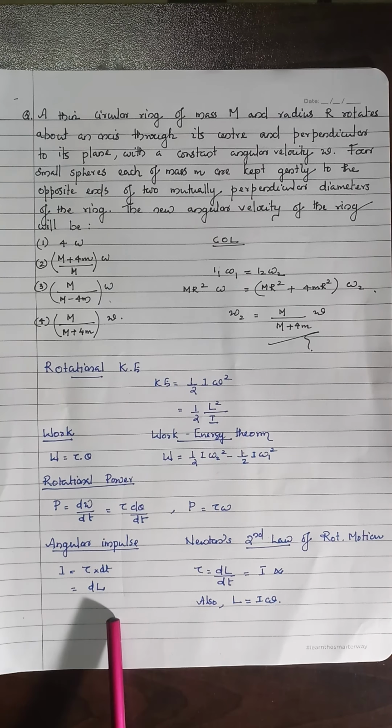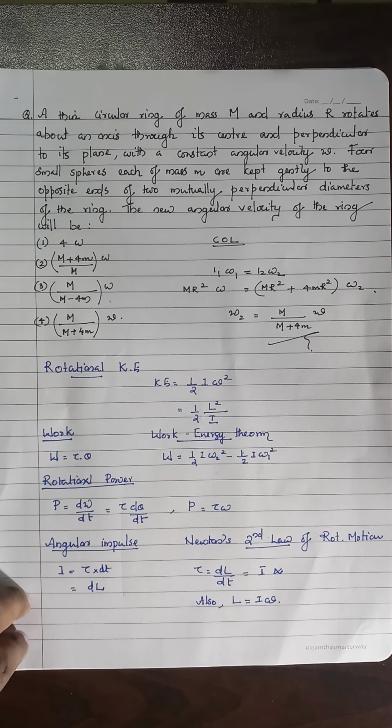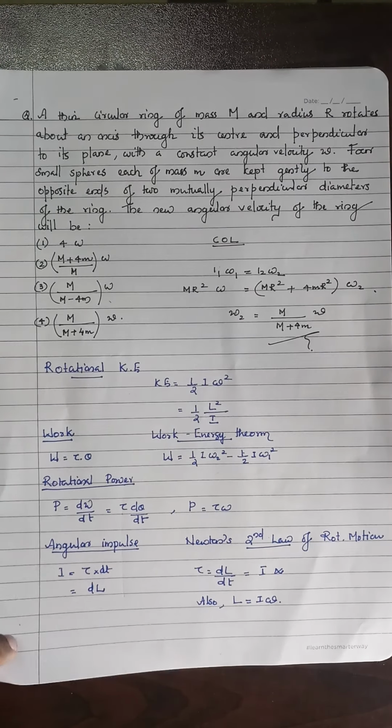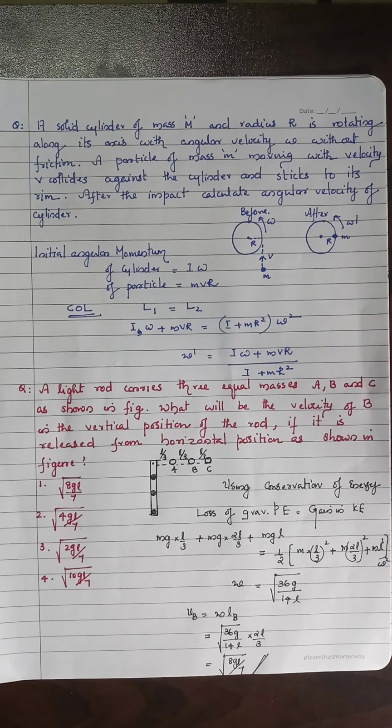The angular impulse. In linear motion, it is F into dt; here, tau into dt, it is nothing but the change in angular momentum. And keep in mind Newton's second law of rotatory motion. It is a very, very important concept. And we can replace that tau with I alpha, like m into a. And here L equal to I omega, like m into v. Very good concepts. Based on those concepts, we can go through some important questions.